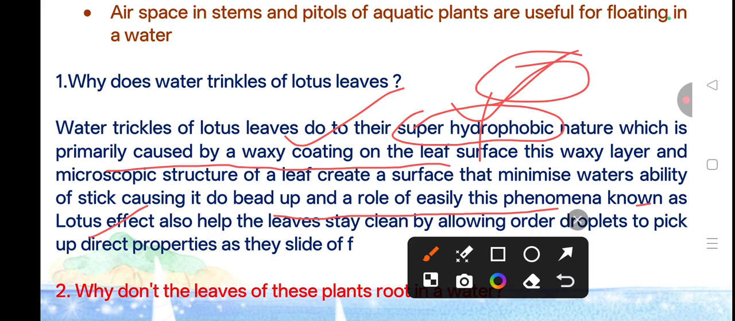That waxy layer helps the water form a surface that minimizes spreading of the water across the leaf surface. Minimize means the water collects together, with the ability to shrink, causing it to bead up and roll easily. This phenomenon we call the lotus effect. It also helps the leaves stay clean by allowing water droplets to pick up dirt particles as they slide off.